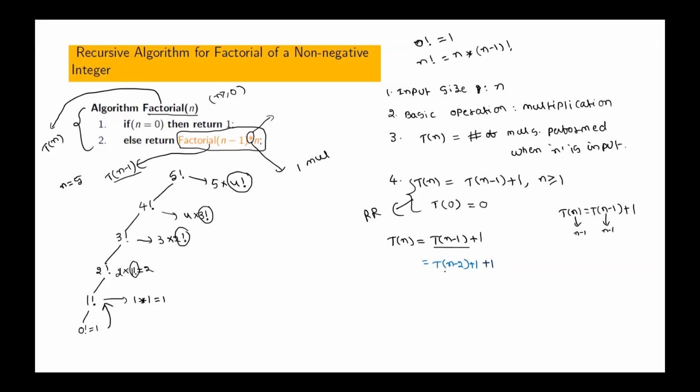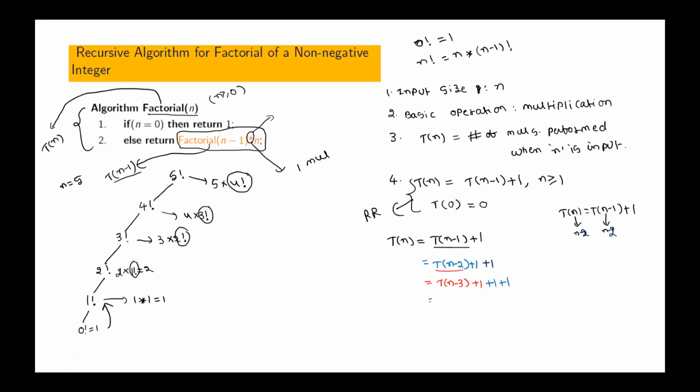But what is T of n minus 2? Do we know that? Wherever n is there, you substitute n minus 2. In T of n equal to T of n minus 1 plus 1, wherever n is there, n minus 2. What is that we get? T of n minus 2 is T of n minus 3 plus 1. Everyone, are you following? T of n minus 3 plus 1, already plus 1 is there.